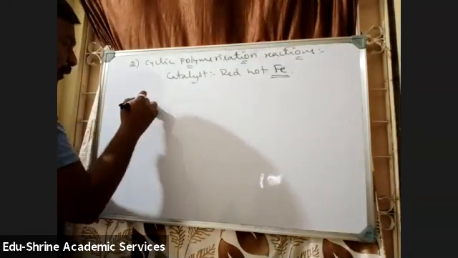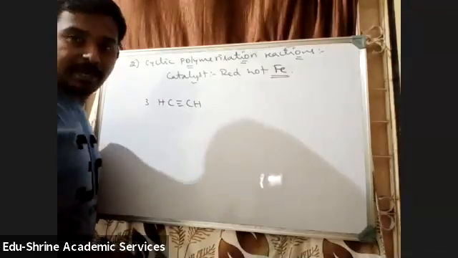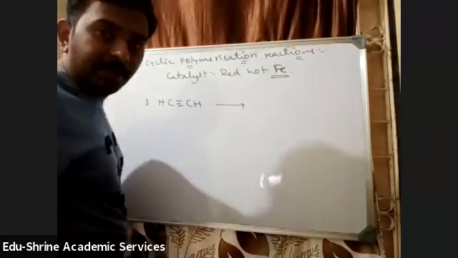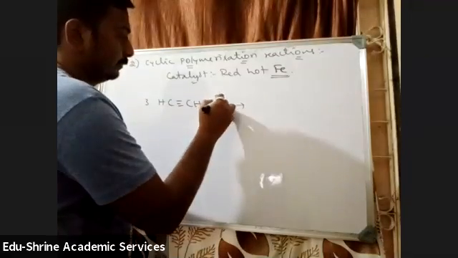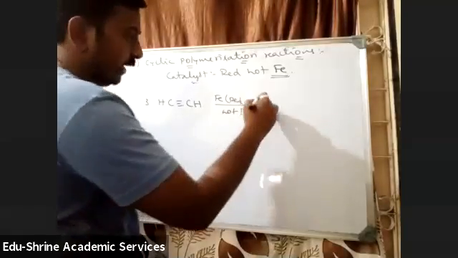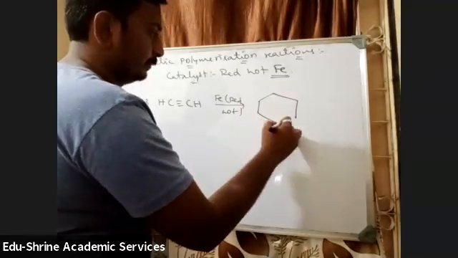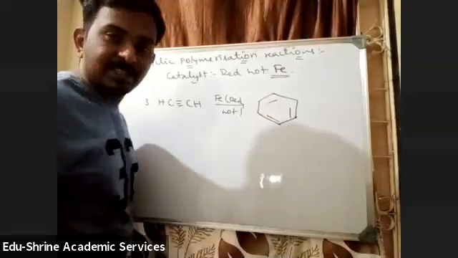So what is cyclic polymerization? For example, if I take 3 moles of ethyne, students, 3 moles of ethyne, can anyone tell me the product? Yes, very good. We'll get benzene as the product.